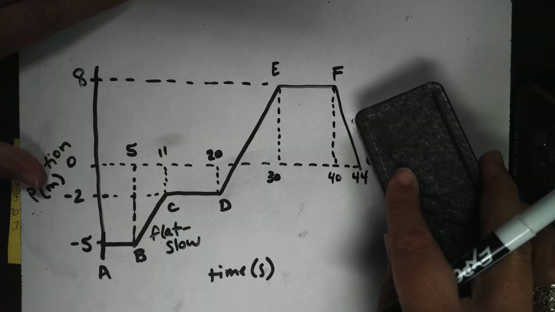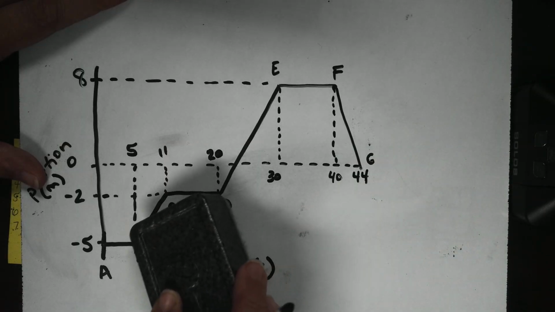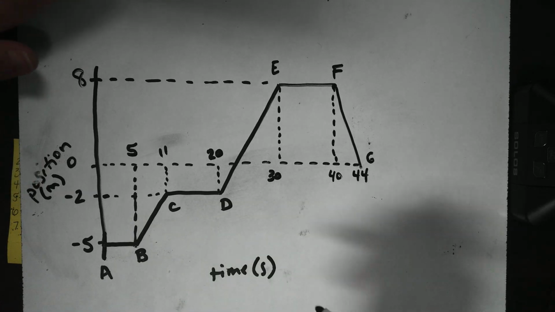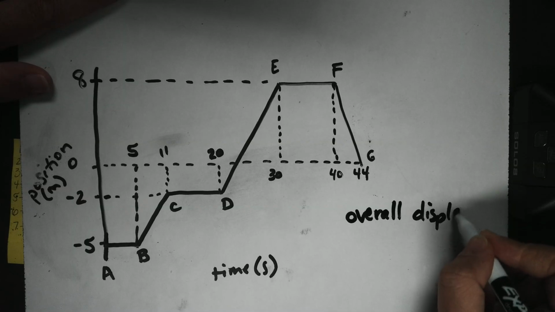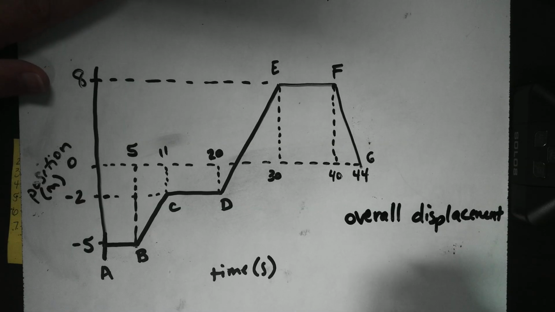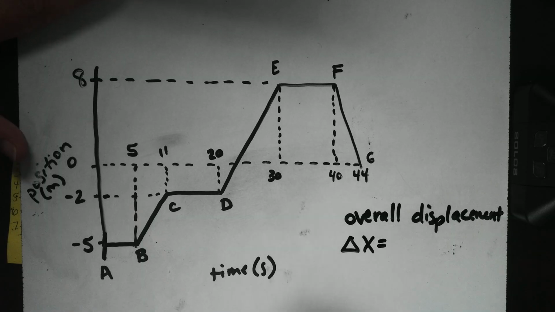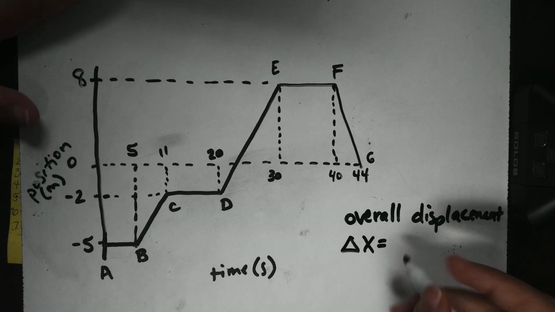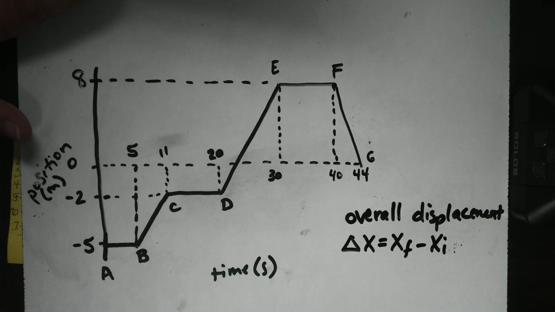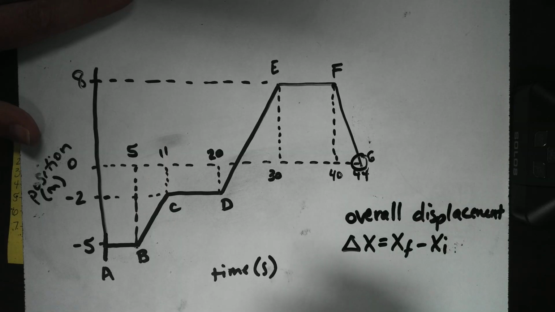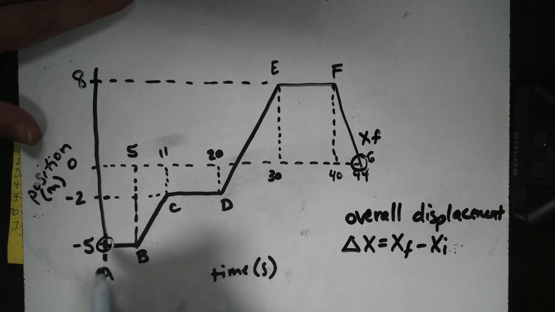One of the things I might ask you is, what is the total displacement of the whole entire thing? What is your overall displacement? All I'm asking for is the whole graph to tell me what your overall displacement is. So all I need is the difference between where you ended and where you started. Right here at G, that's where you ended. We're going to call that X sub F. A is where you started. We'll call this X sub I.